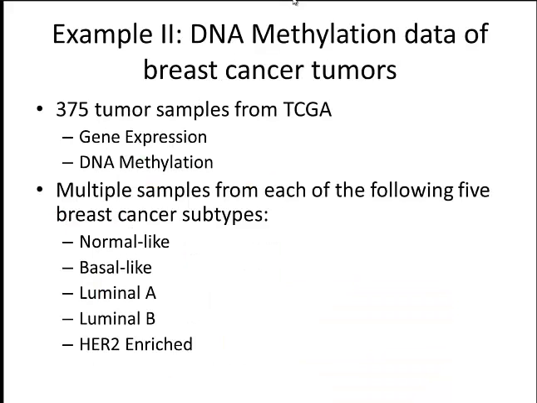Here's another example. I'll do this one a bit more quickly, because I don't want to be repetitive. It's the same kind of idea. I've taken tumor samples from TCGA. I've got gene expression and DNA methylation for these tumor samples. And amongst these 375 samples, I have representatives of all 5 breast cancer subtypes.